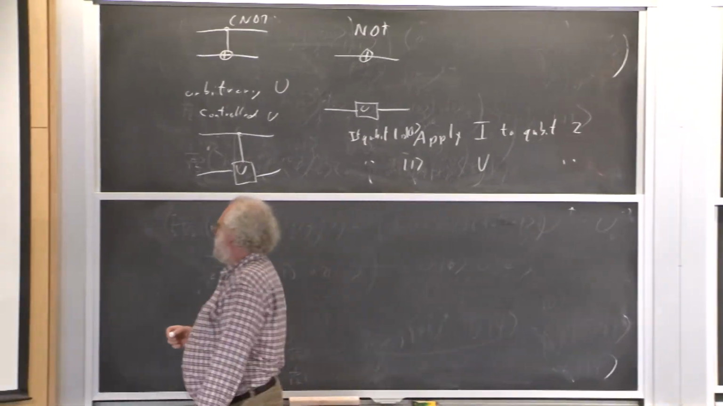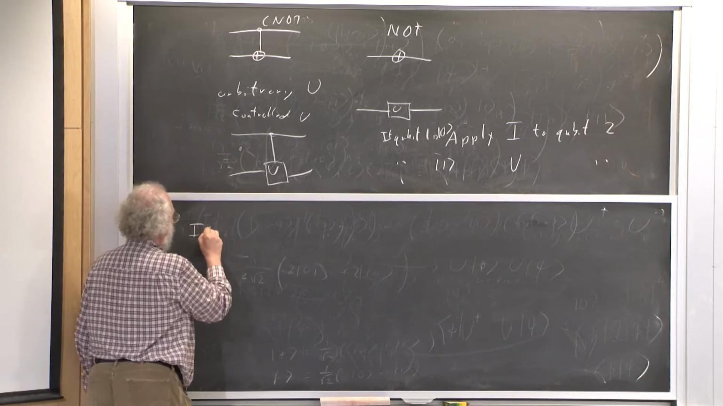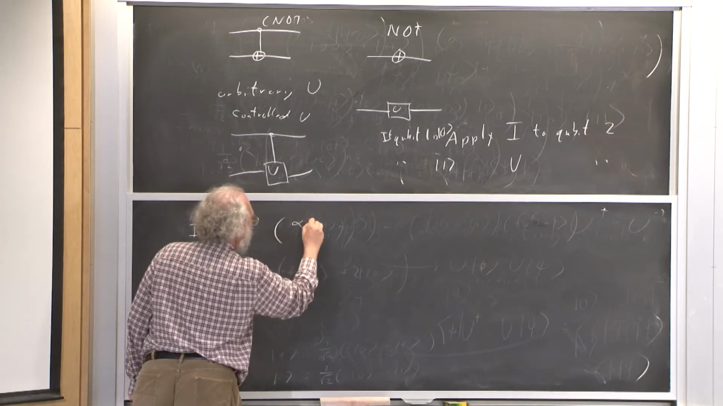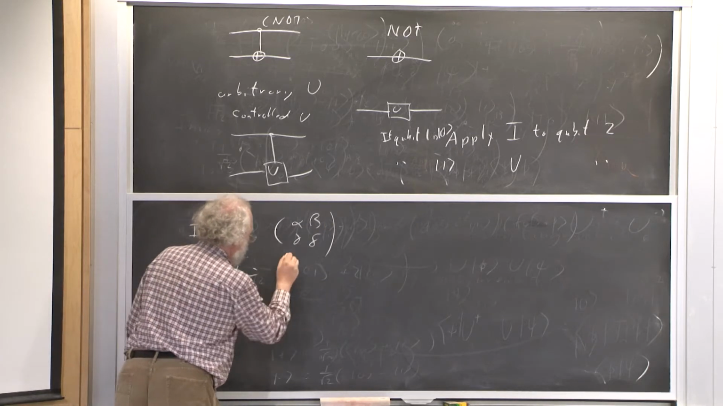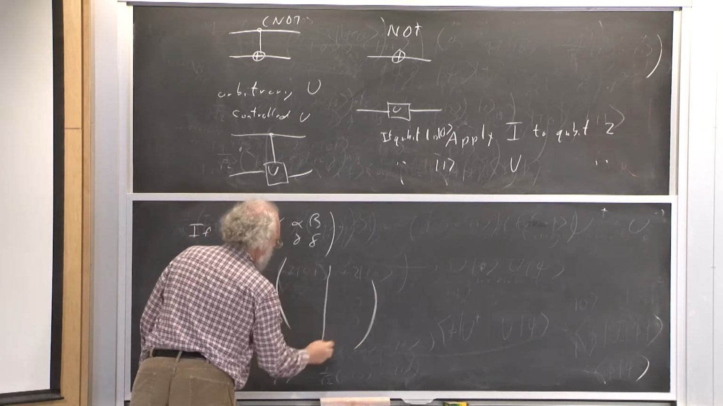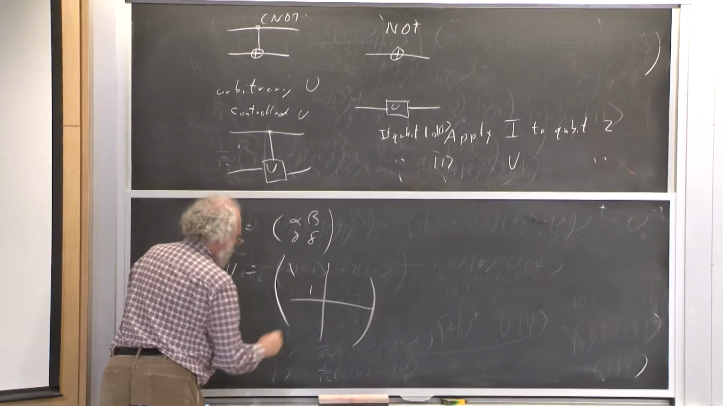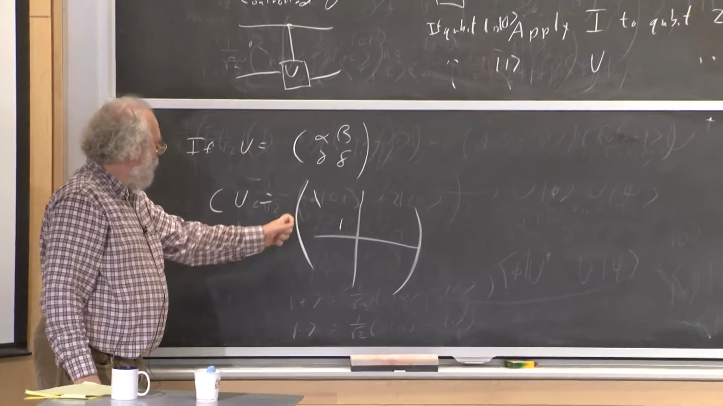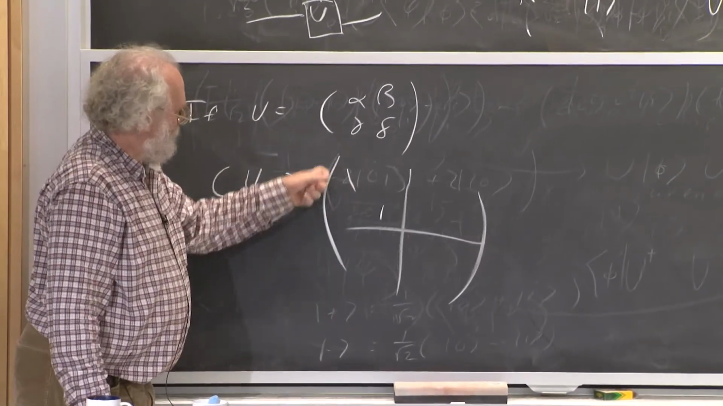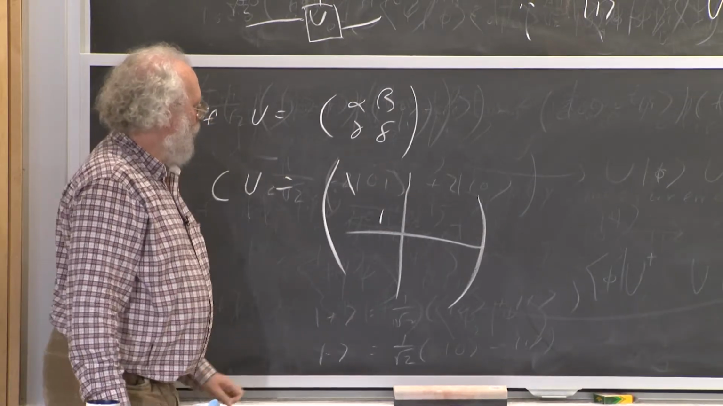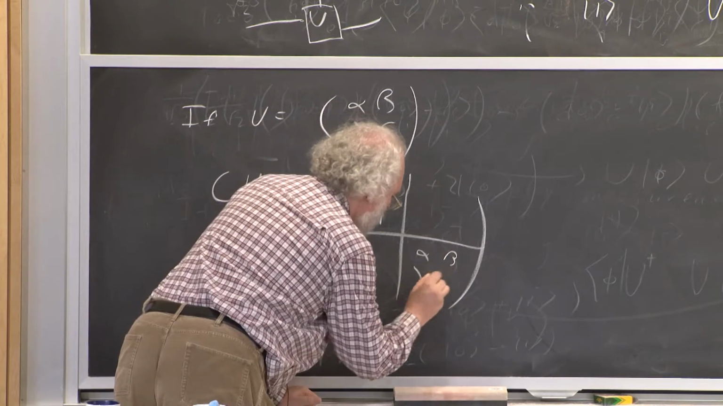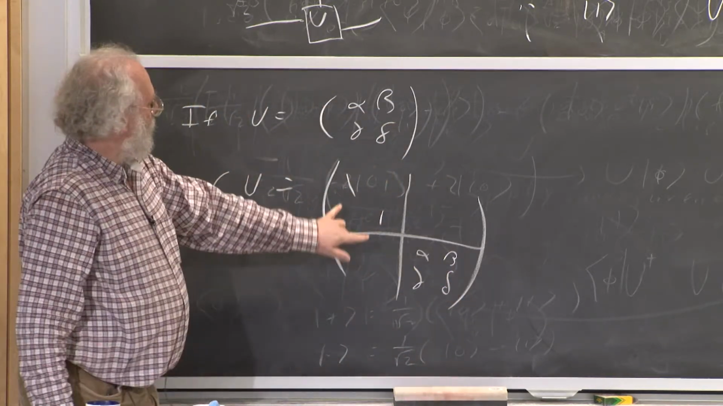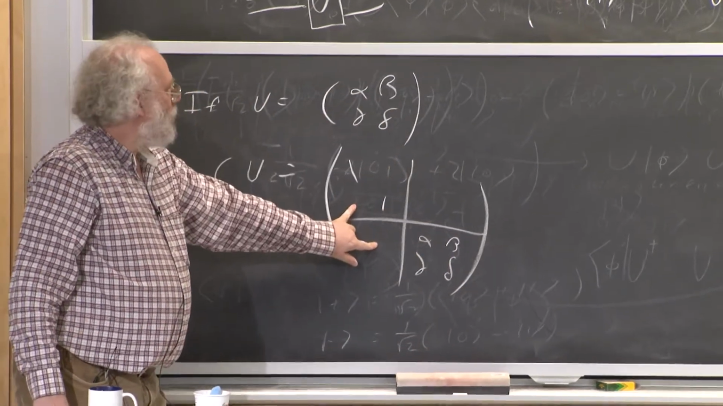And if U equals alpha, beta, gamma, delta, controlled U is equal to, well, again, if qubit 1 is 0, that's this upper left corner. And if qubit 1 is 1, that's this lower right corner. And you can easily see that if this is unitary, then this is unitary.